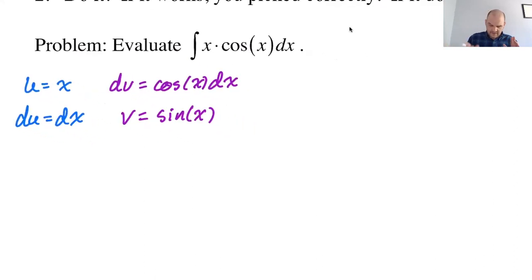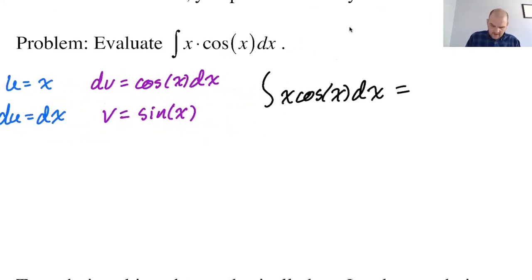All right, so the formula for integration by parts tells me that the integral of x cosine of x dx should be equal to u times v, so x sine of x.